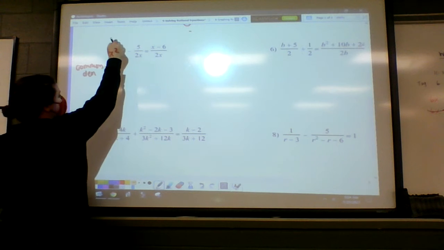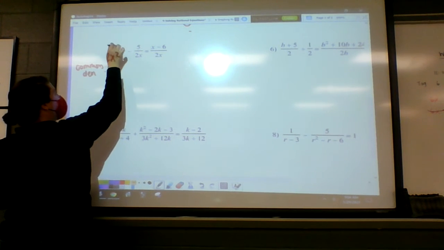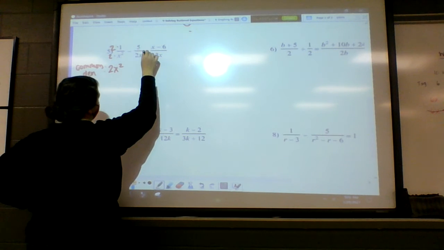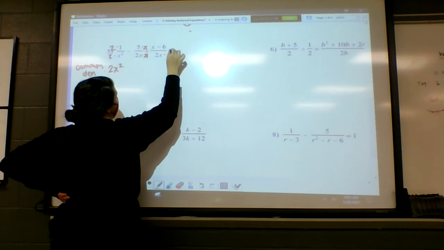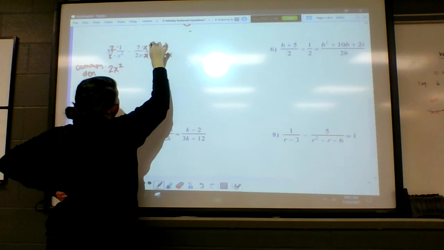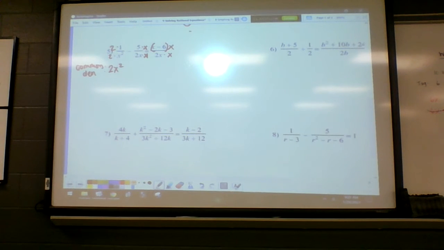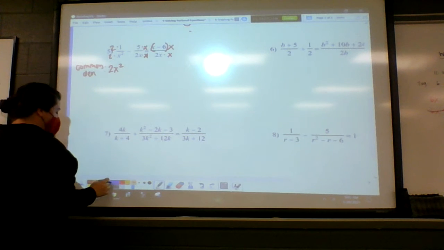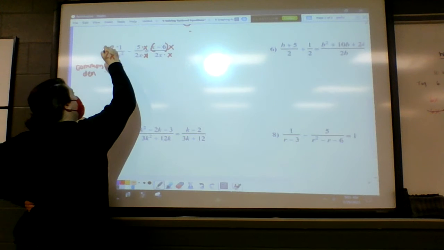So what does this first one need? A 2. So 2 on the top, 2 on the bottom. What does the middle one need? An x on the top, x on the bottom. What does the last one need? An x, and since there's 2 things on the top, you're going to have to distribute, right? Distribute. All right, and now all the denominators will end up being the same, so what can we do with them all?